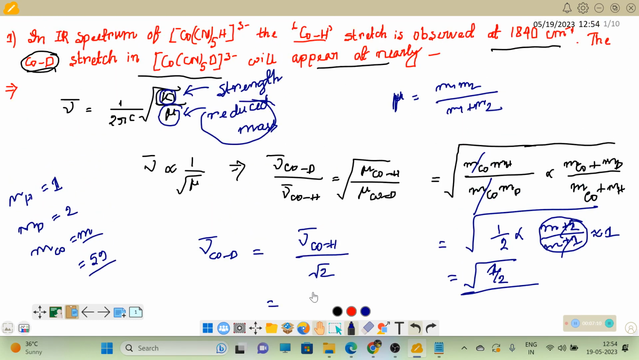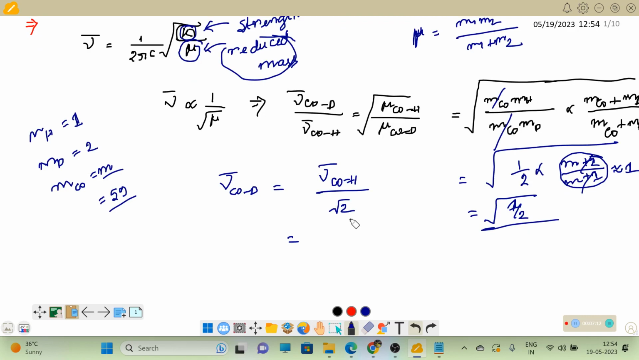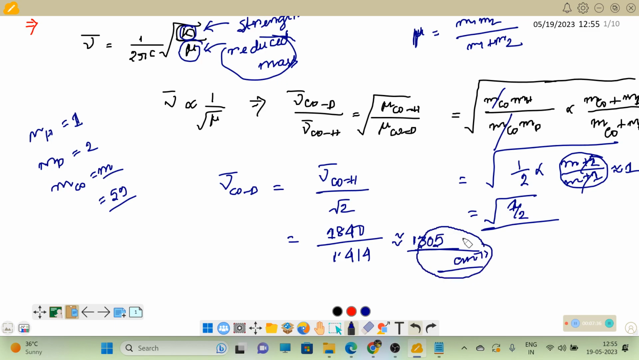As they told, the value of the COH stretching frequency is 1840 by 1.414. So the value will come nearly equal to, if you calculate with a calculator, 13.05 centimeter inverse. So if you don't know the mass even, you can take an approximation from there, and you can see that we can take the approximation one.